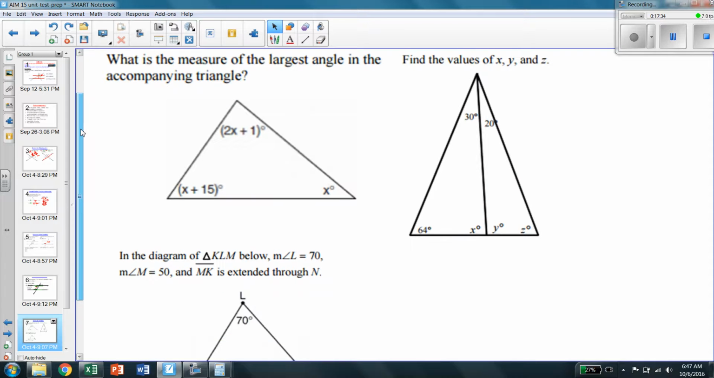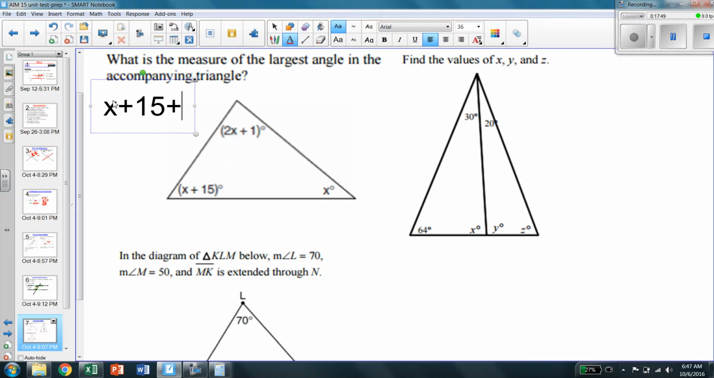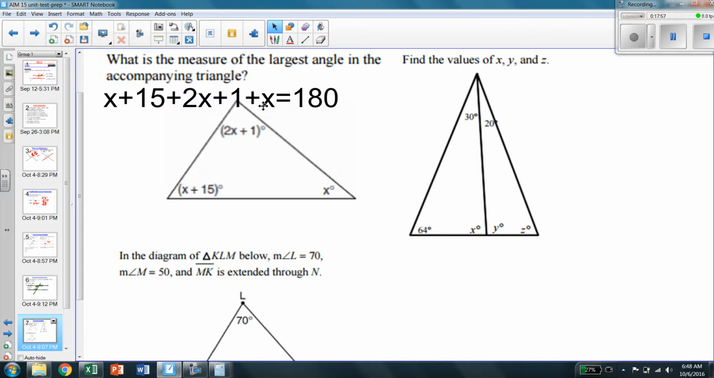Triangles, my favorite. Whenever we're working with angles in a triangle, we should know that they add up to make 180 degrees. A little bit of algebra shows that. x plus 15 plus 2x plus 1 plus x equals 180 degrees. Combine like terms, balance the equation, you'll figure out the value of x.